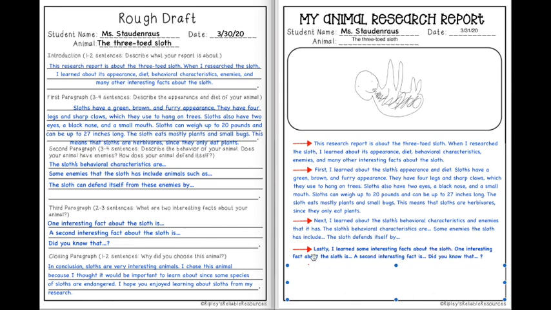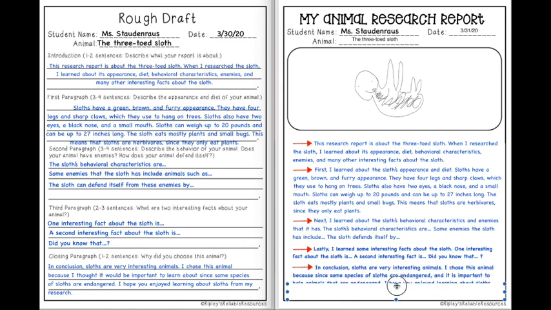Now, if I didn't have this topic sentence here, it would just jump right in. One interesting fact about the sloth is, and my reader might be wondering, well, where did that come from? So we kind of have to put in this final sentence here just to say, now I'm going to tell you the interesting facts. The interesting facts are, and then you can go ahead and fill in all those cool facts that we learned. I know that you have lots of them, so maybe that paragraph is longer, and that's okay. So then our very last paragraph is the conclusion, okay?